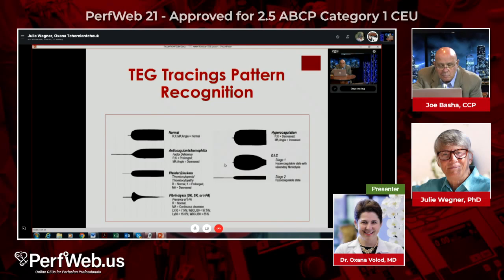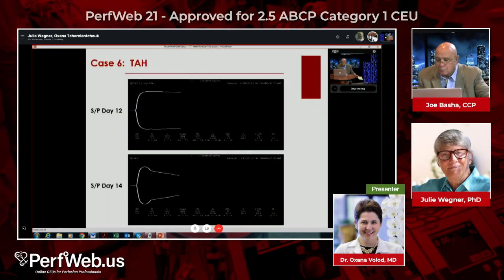When this stage is passed, and the patient goes into the second stage, as I showed you prior to that with the liver coagulopathy, that's what we see. That's the case where you have the second stage, full-blown consumptive coagulopathy. So let's look at some cases. This is one of our cases, a patient with a total artificial heart.